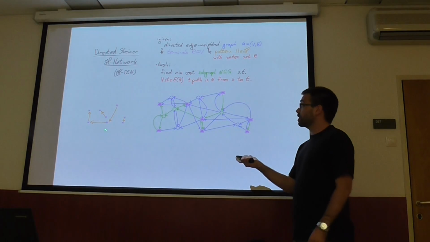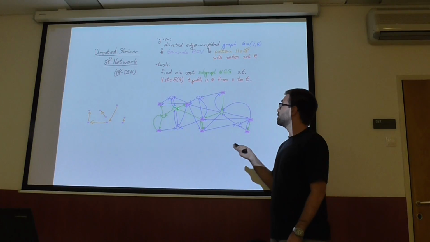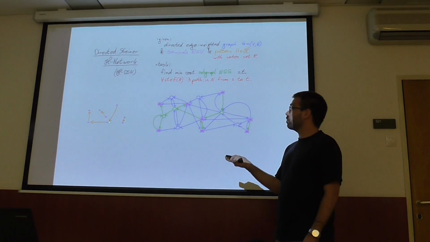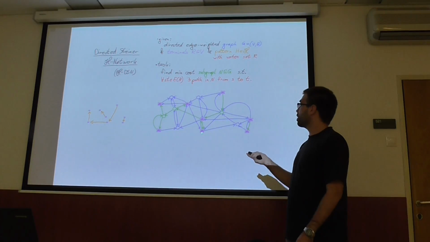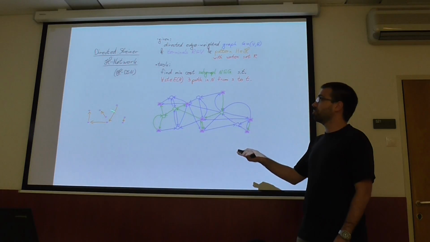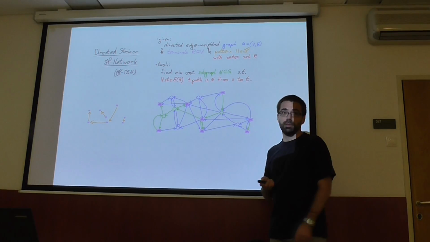Okay, so here, for example, I have this pattern, and the green stuff is a solution to this. For example, for this edge here, there is a path from this terminal through here, leading here, etc. For each one of these edges, there will be a path.